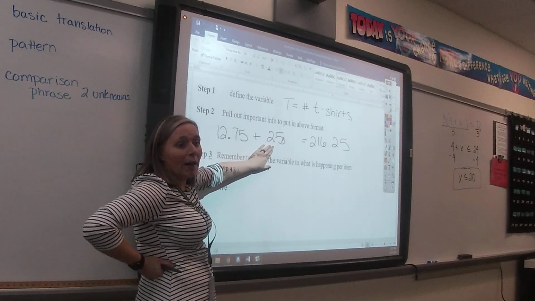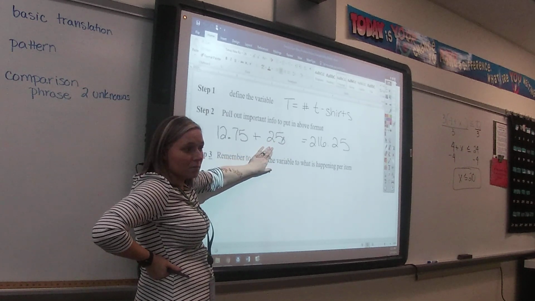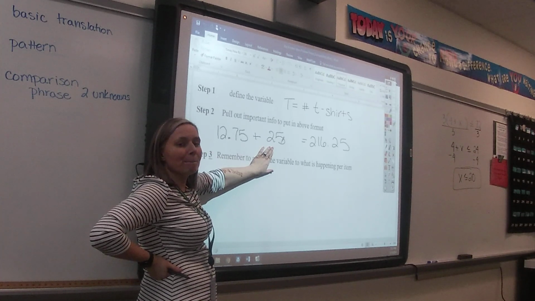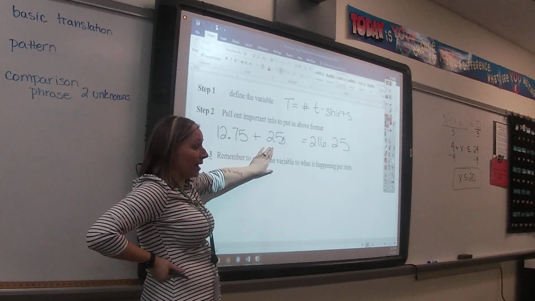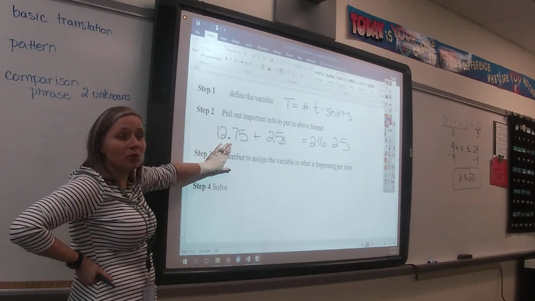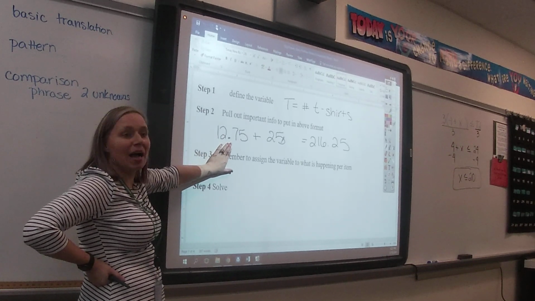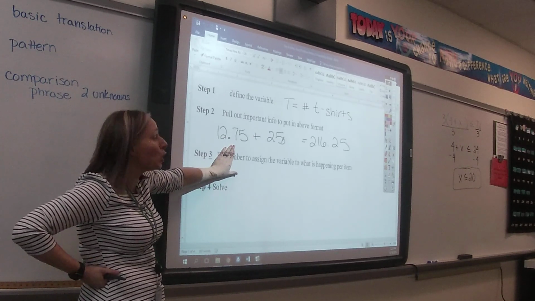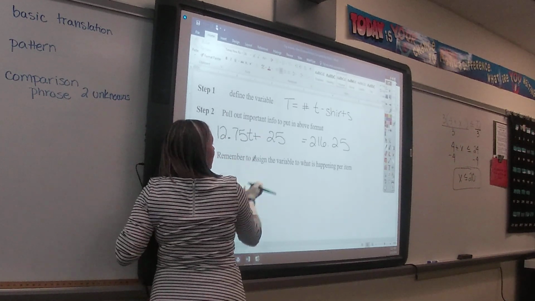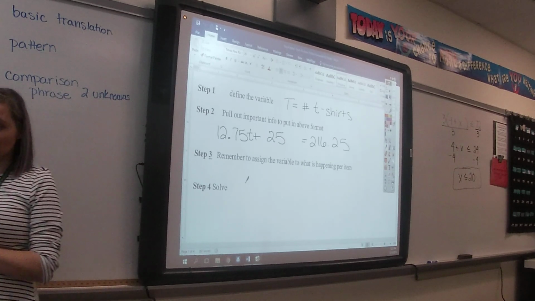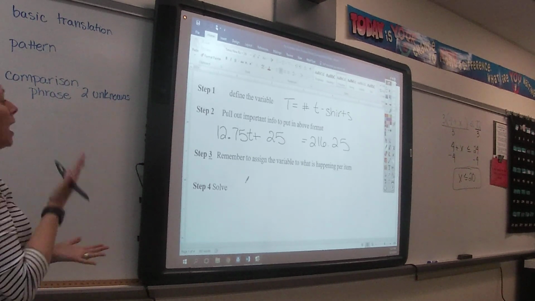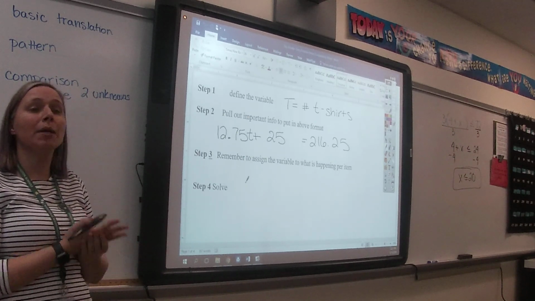Is the 25 happening per t-shirt? No. What does the 25 represent? How much it costs to make the design? Right, that's for the design. That is not per shirt. Is the 12.75 happening per t-shirt? Yes. So because it is happening per shirt, it gets a variable. Not for a random reason, not because we threw it in there somewhere, but because the problem told us it was happening per item.